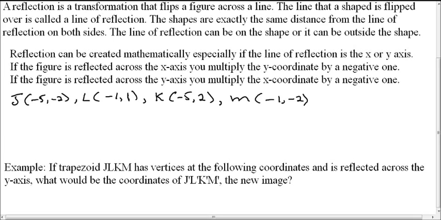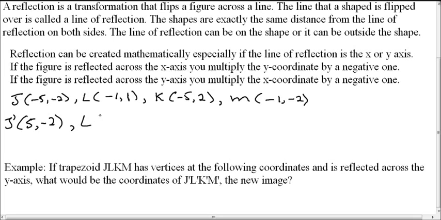So the way we will do this is we see J, L, K, and M. Here we will look at J prime, and since we are reflecting across the y-axis, we're not going to touch the y coordinates. We'll just simply use the opposite of the x coordinates. So the opposite of -5 is simply 5. Okay, so we have for J prime (5, -2).